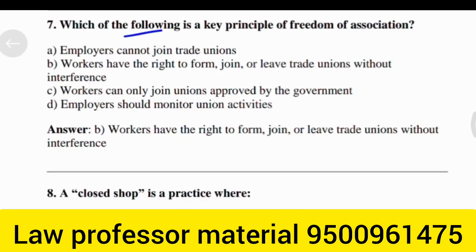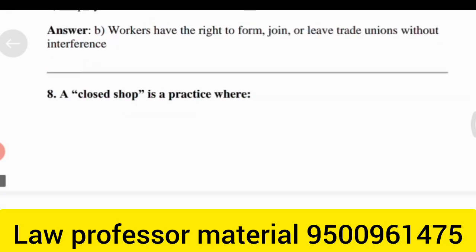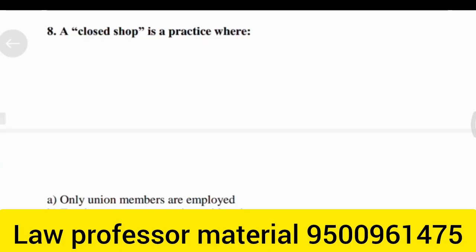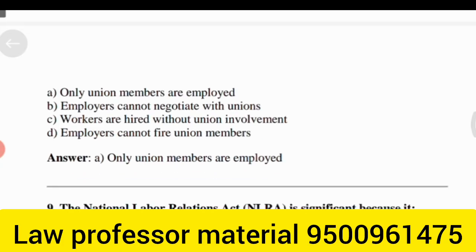Which of the following is a key principle of freedom of association? Option B. Workers have the right to form, join, or leave trade unions without interference. A closed shop is a practice where the answer is option A. Only union members are employed.